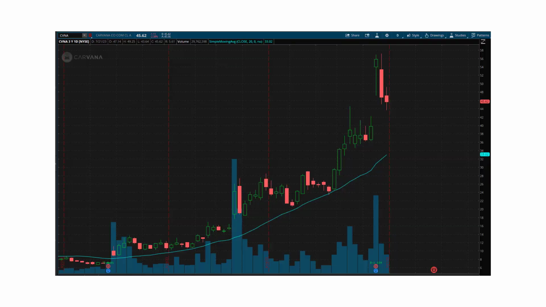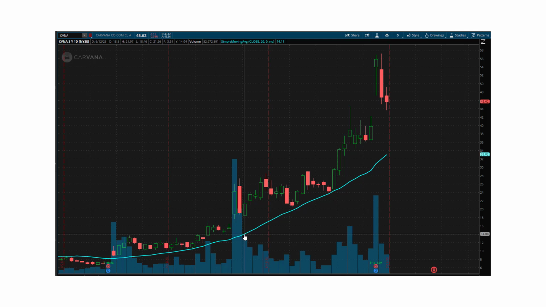This video is going to share a simple pullback trading strategy that can be used in the stock market. You'll notice on my screen here, I have Carvana stock loaded, and this is a price chart. So each of these bars or candles represents 1 day of price activity for Carvana stock.